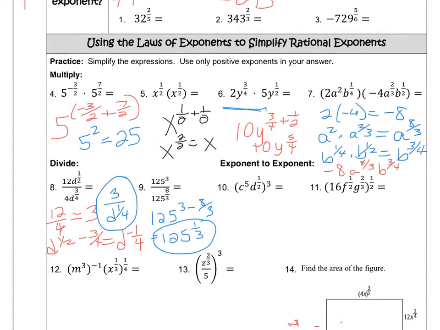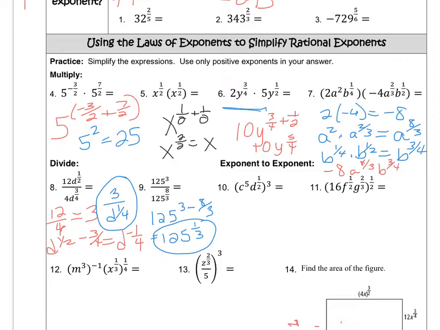Okay, the tricky part about number 8 was when you had d to the 1/2 minus 3/4, you ended up with a d to the -1/4. So the negative means we had to put it on the bottom of our fraction, so we ended up with 3 over d to the 1/4 power. And then on number 9, as long as you subtracted your numbers correctly, you ended up with 125 to the 1/3 power. All right, our last rule to remember is dealing with the exponent to exponent, where you're multiplying the inside power times the outside power.